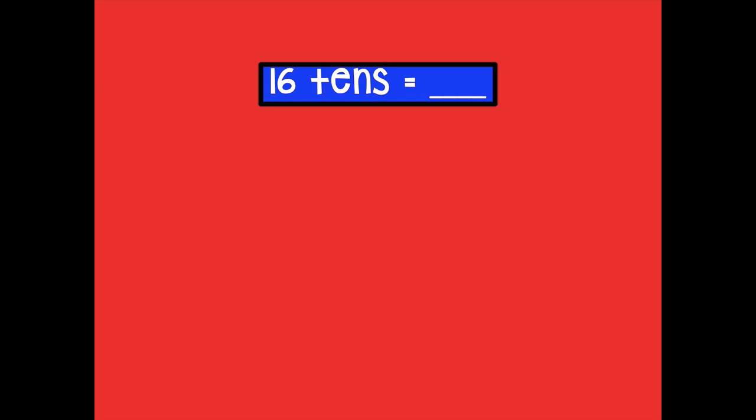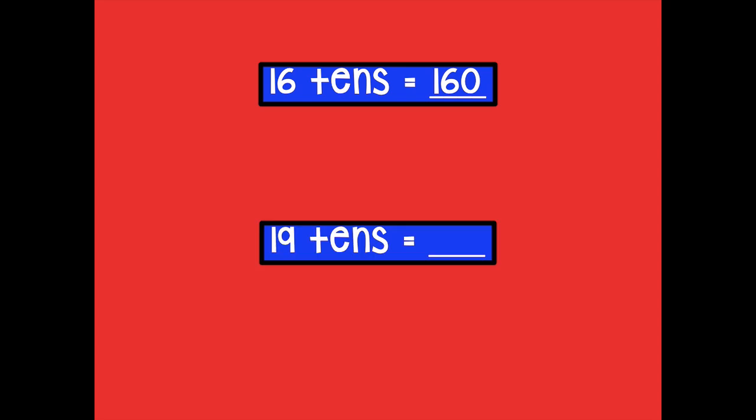All right, what about 16 tens? What does 16 tens equal? Yeah, 160. And I know that because 10 tens equal 100 and 6 tens equal 60. All right, try this one. 19 tens. What does that equal? Break apart that 19 into 10 and how many are left over to help you? Yeah, so 19 tens equals 190 because 10 tens equal 100 and 9 tens equal 90. So put that together and you get 190.